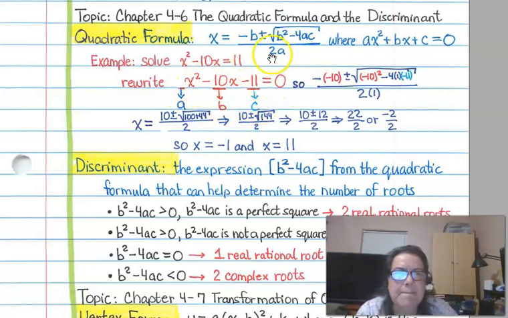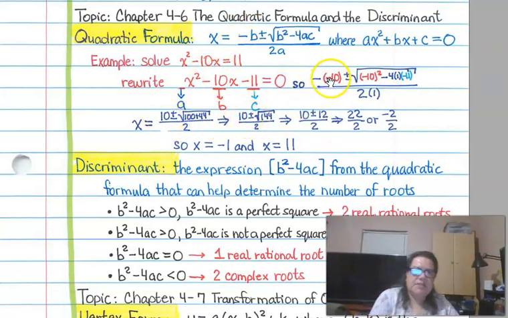So now, plug it in. The formula says to take the negative of whatever B is. B is a negative 10. So I have to take the negative of a negative 10. Negative, negative, you know what's going to happen. It's going to turn positive. If you notice, that's what happened here. All right, so that one's done.